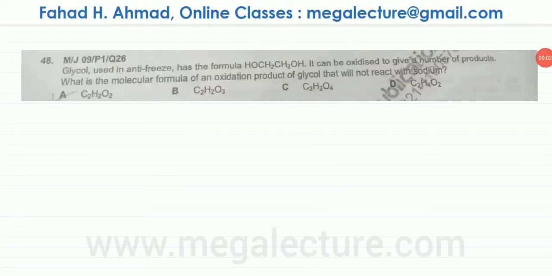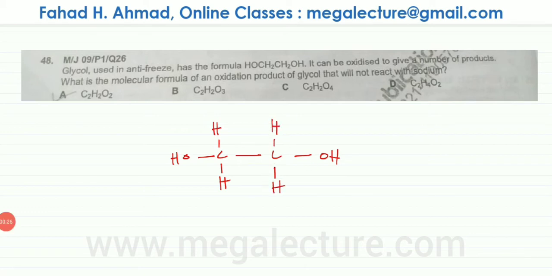The following question reads that glycol used in antifreeze has the molecular formula, and a molecular formula is given. I'm going to draw this molecule quickly. It's CH2, and on both sides there is an OH group. So H on one side and OH on the other side. So here is your molecule, and it's saying that it can be oxidized to give a number of products.